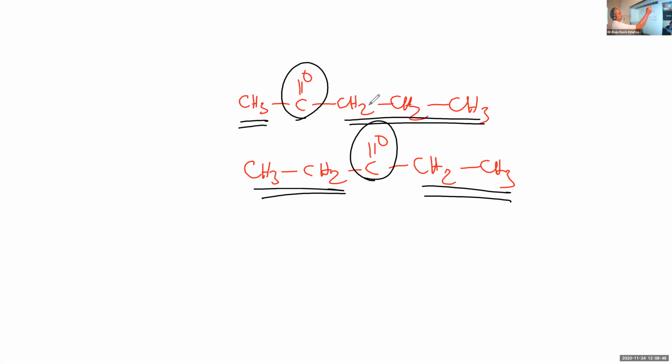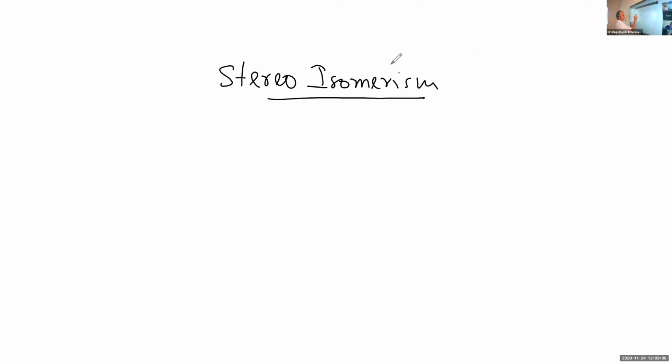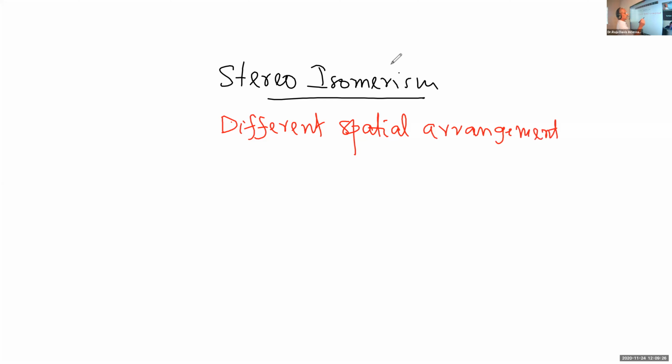Now let us go to the second type, that is stereoisomerism, and the isomers are called stereoisomers. That is due to the different spatial arrangements of atoms.